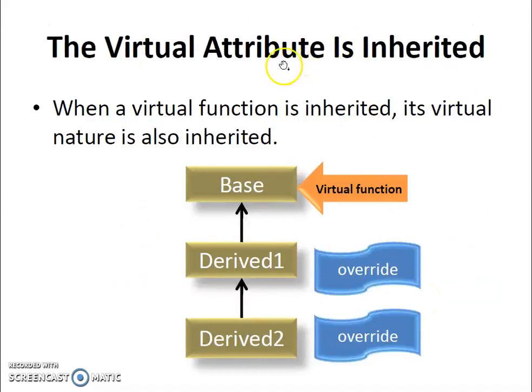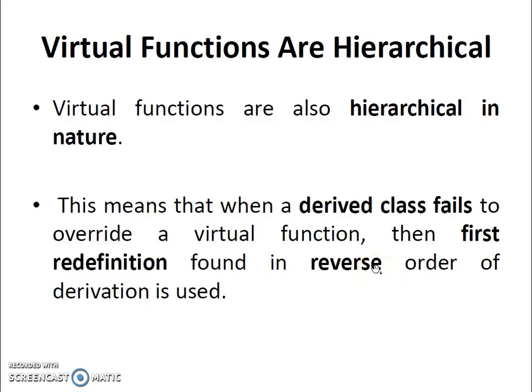The virtual attribute is inherited. When a virtual function is inherited, its virtual nature is also inherited. For example, the virtual function which is inherited by Derived 1 and then by Derived 2 retains its virtual nature in Derived 1 and Derived 2, that is, it is overridden.